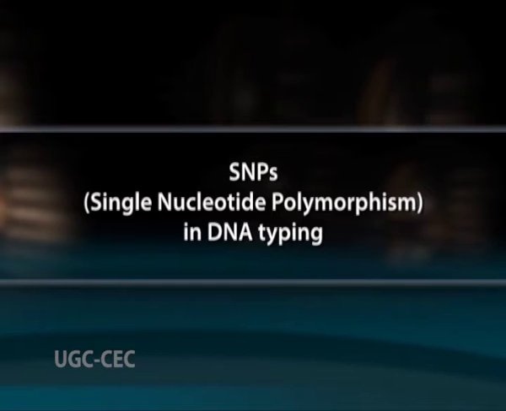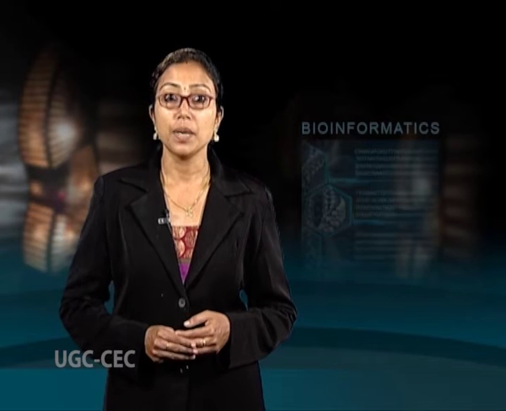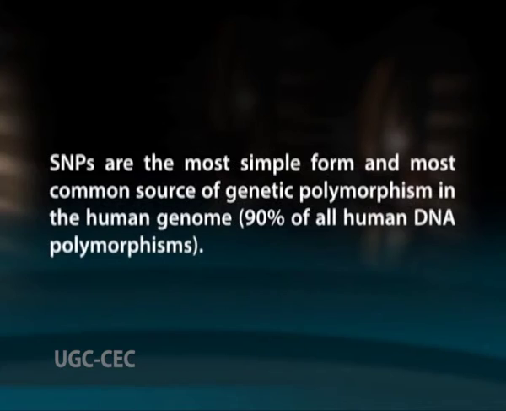SNPs, single nucleotide polymorphisms, in DNA typing. Single nucleotide polymorphism is the most common type of genetic variation among people. A SNP, or "snip," is a single base mutation in DNA. SNPs are the simplest form and the most common source of genetic polymorphism in the human genome, accounting for 90% of all human DNA polymorphisms.